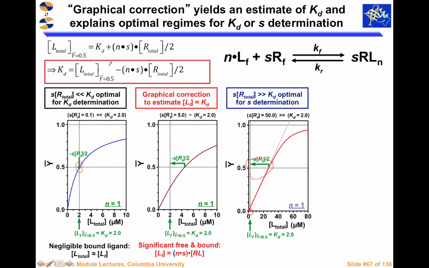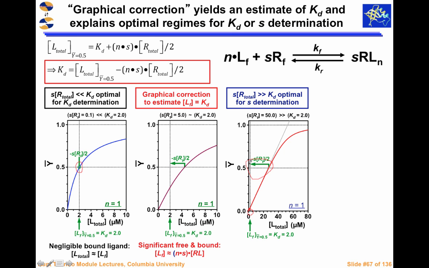This simple arithmetic principle lets you analyze any binding experiment quickly to get a rough idea of the dissociation constant. By subtracting out the bound, you get to the free at 50% saturation. That gives you an estimate of KD. That simple principle also lets you understand the key parameter of experimental design, right? If SRT is large compared to KD, the graphical correction is going to be huge. In this case, the free ligand at 50% saturation is insignificant compared to the bound.